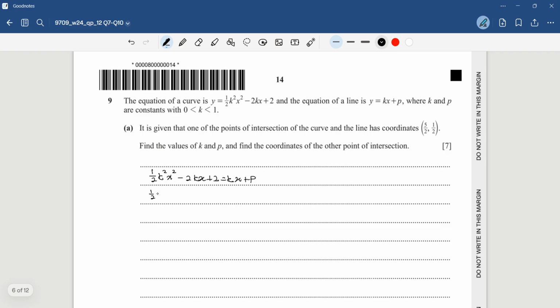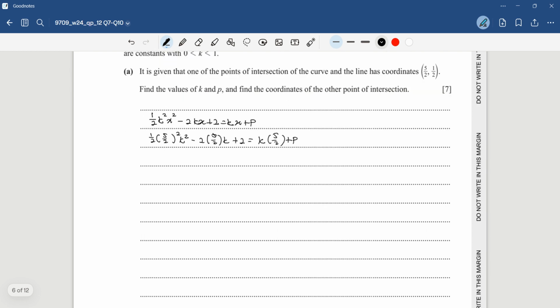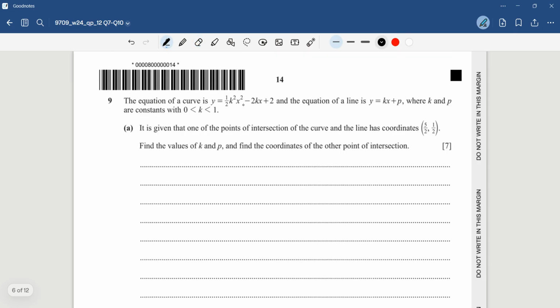So 1 over 2, 5 over 2 square, k square minus 2, 5 over 2 k plus 2 is equivalent to k, 5 over 2 plus p. Okay, I have a p as well. I'm sorry, so since it satisfies, I think I can directly substitute in.